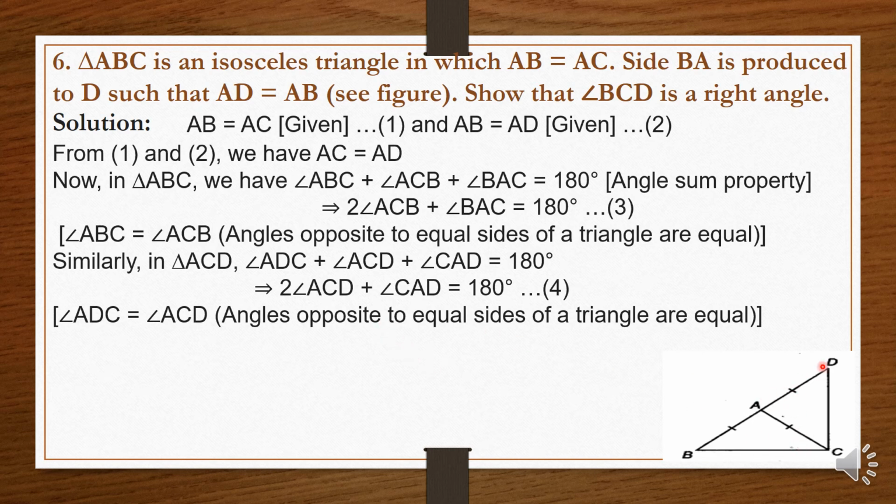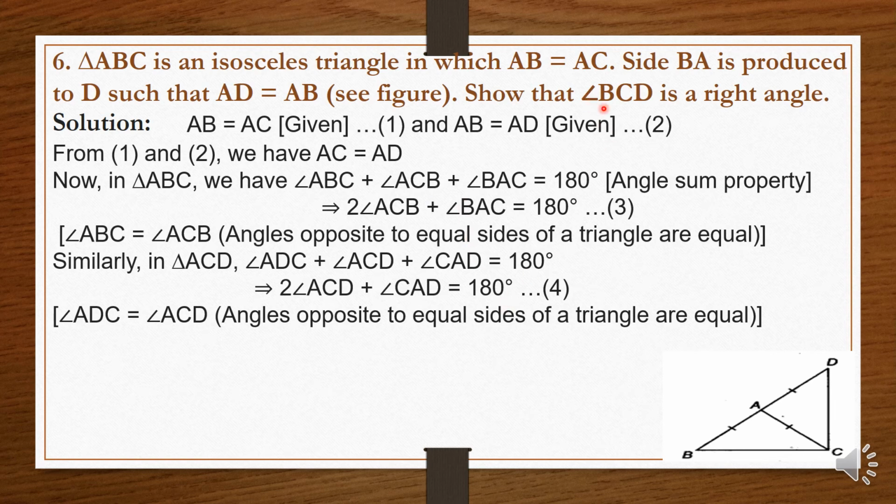So again we can see that AD equals AC, therefore their opposite angles are also equal. So ADC is equal to ACD. So instead of ADC we can write down ACD. So twice of ACD plus CAD is equal to 180. Mark that as equation 4. Now the question may arise why we are replacing ADC by ACD and not the other way around.